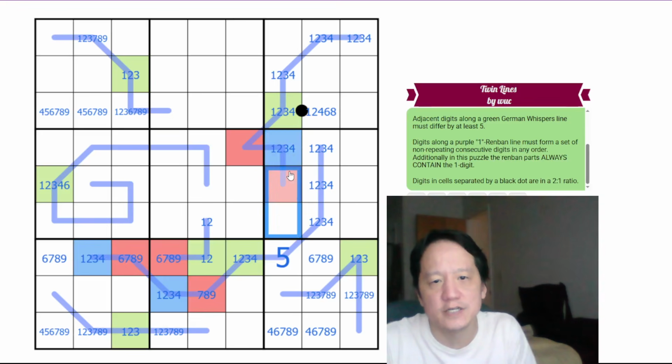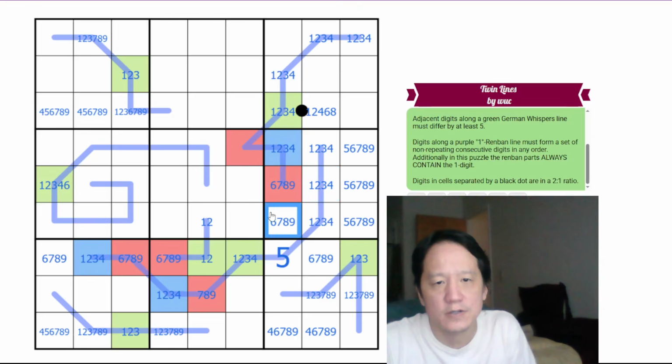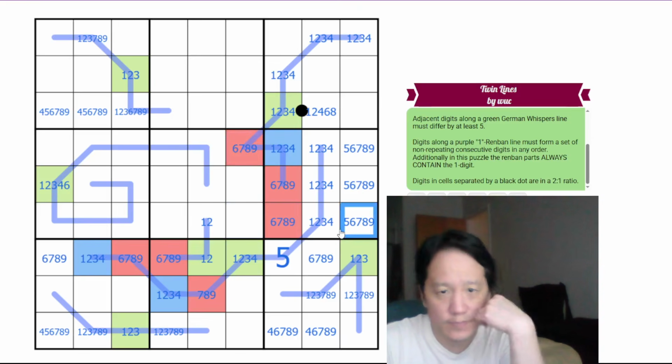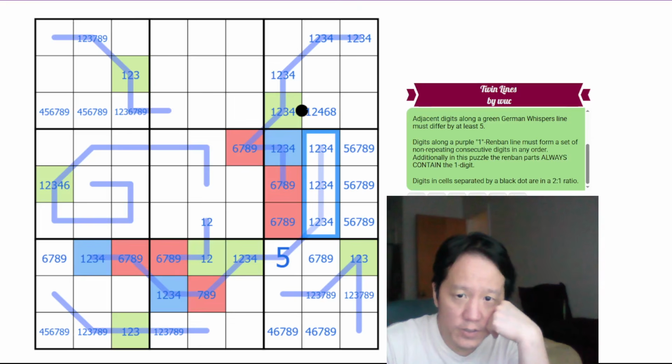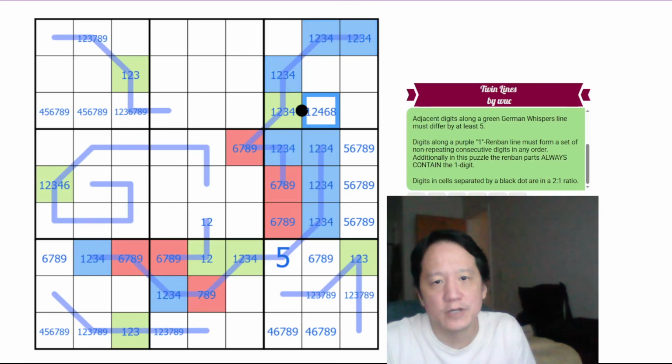The remaining digits in this box are 5 through 9. So we have 6 through 9 here, 5 through 9 there. This is high. This is next to 6 through 9 there. These are all low, so this cannot be low here. So this has to be 6 or 8, which is only next to 3 or 4 in a 1 to 2 ratio.